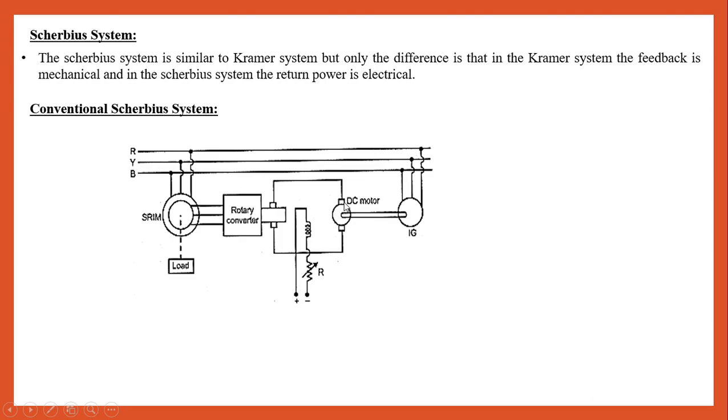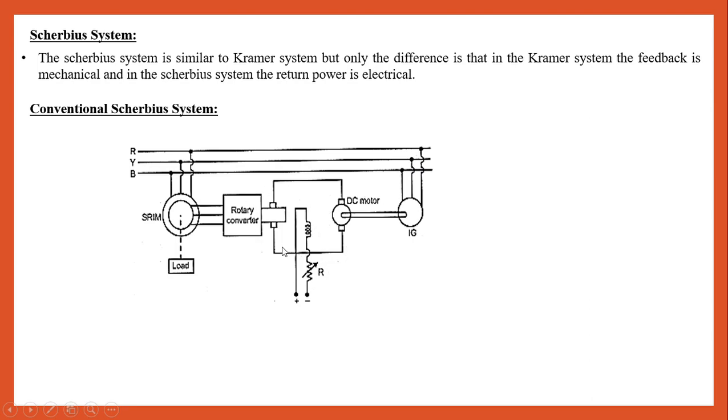You all know well about the DC motor, that it converts electrical energy into mechanical energy. So the output of the DC motor, that is mechanical energy, is given to the induction generator. Now the induction generator converts the mechanical energy of the DC motor into electrical energy. Now the electrical energy is fed back to the mains.